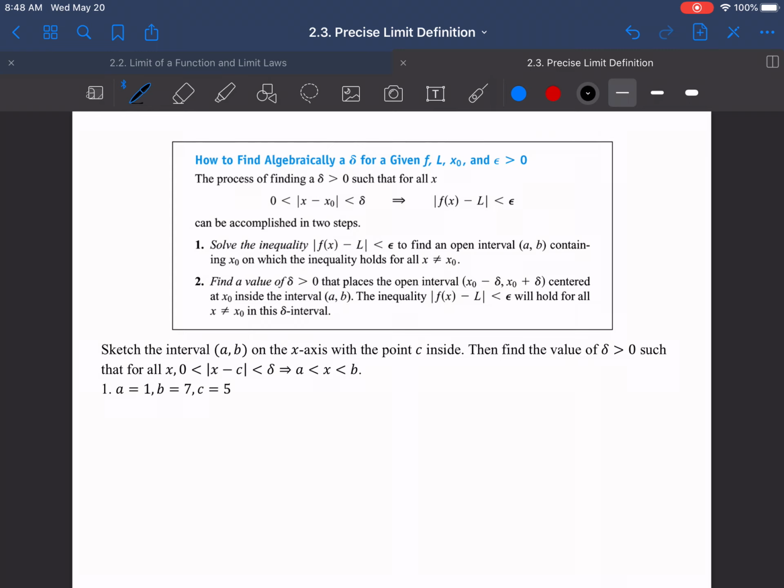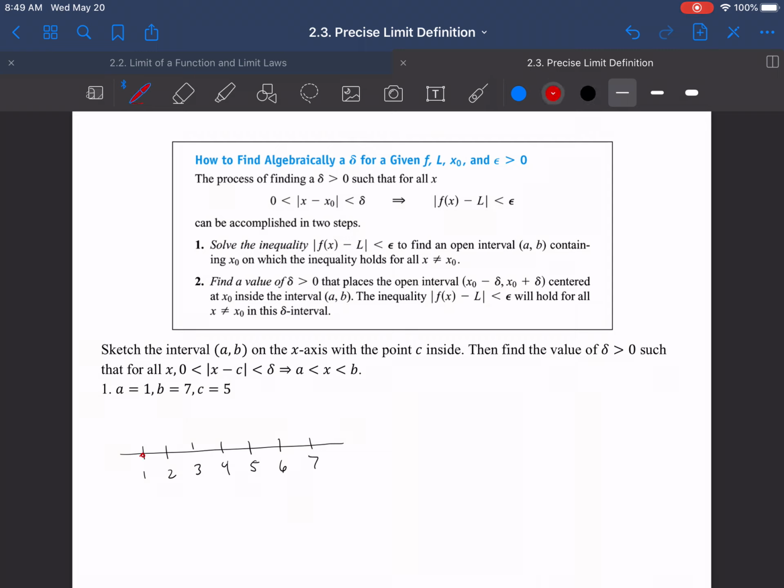So sketch the interval AB on the x-axis with the point C inside it. Then find the value delta greater than 0 such that for all x, the absolute value of x minus c will be greater than 0 and less than delta, and a will be less than x, which will be less than b. So let's take a look at this. Let's draw our number line, okay? And a is supposed to be 1. So 1, 2, 3, 4, 5, 6, 7, just like that. And 7 is what b is.